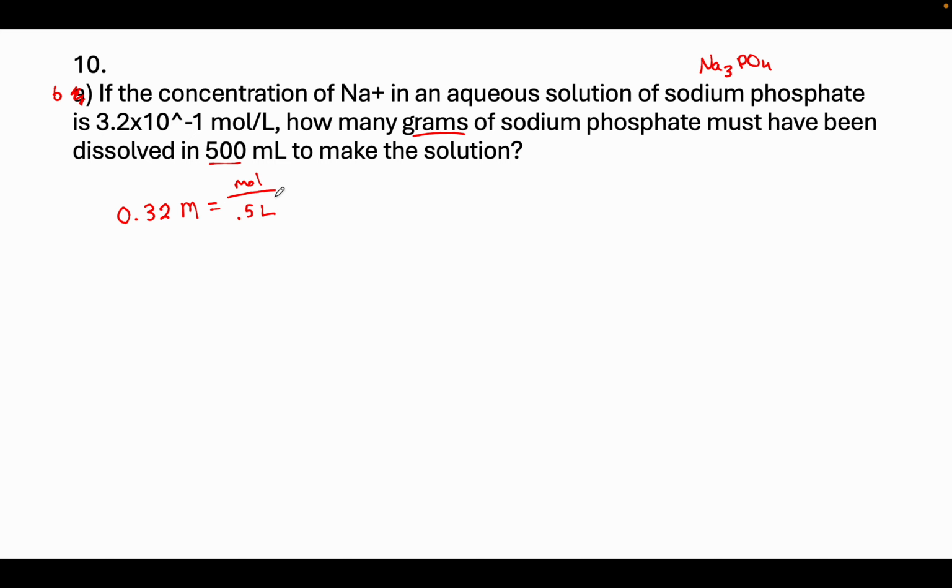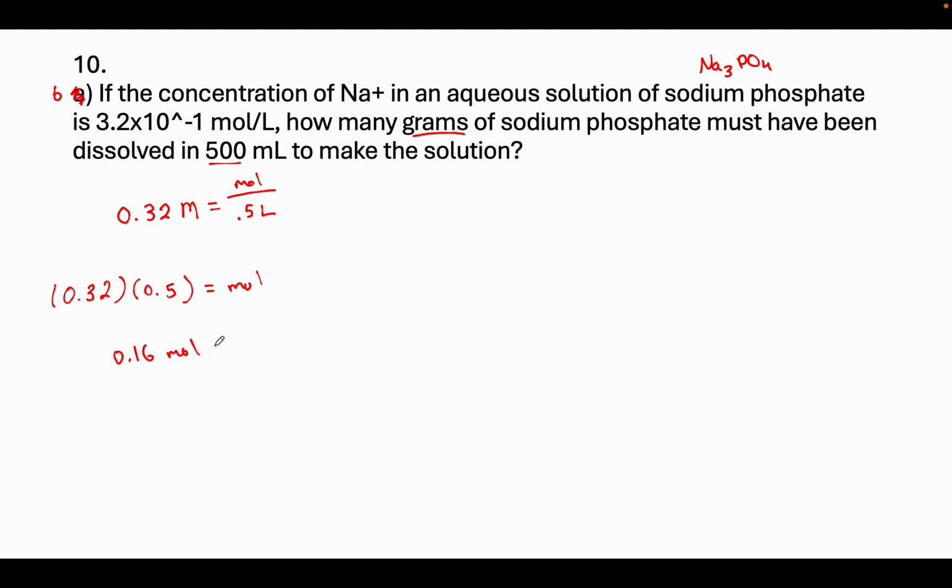Now, we got to find the moles so that we can find the grams, because we can go from moles to grams, grams to moles, whatever. 0.32 times 0.5, just a little multiplication, is going to equal our number of moles. So let's work that out. 0.32 times 0.5 should give you 0.16 moles of sodium.